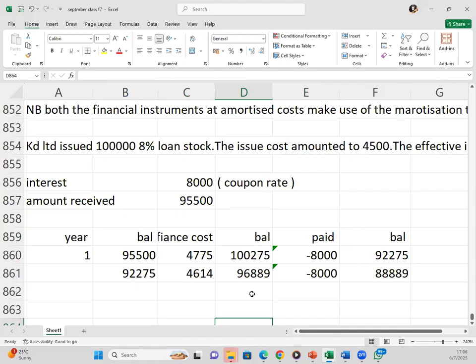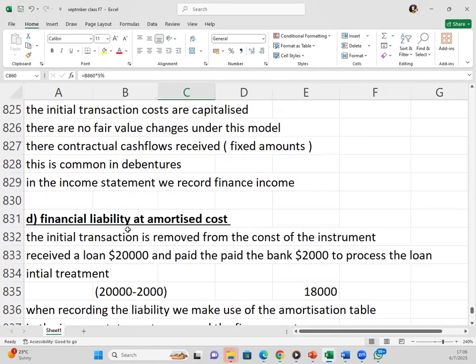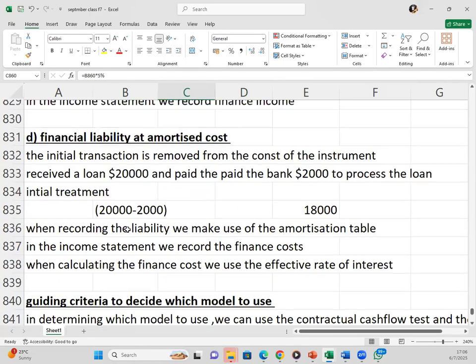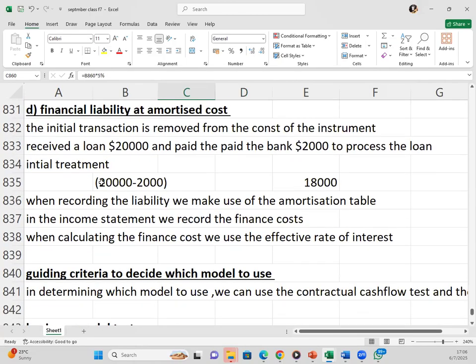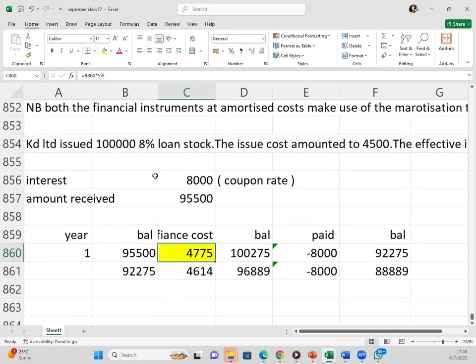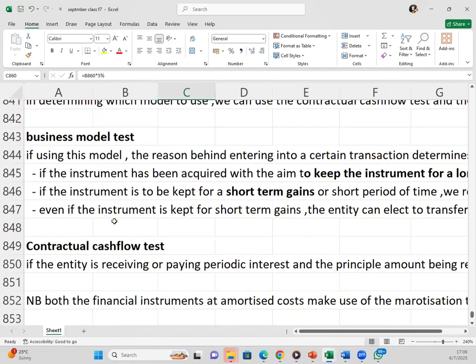So when you're now accounting for this, remember in the first year, the finance cost is what you take to the profit and loss. Let's go and check, did we mention that in our notes? I had not given you an example for the financial liability. So I said initial treatment, you remove the transaction costs. Like in this case, we have removed 4.5 from the amount we received. That's how we got the opening balance.